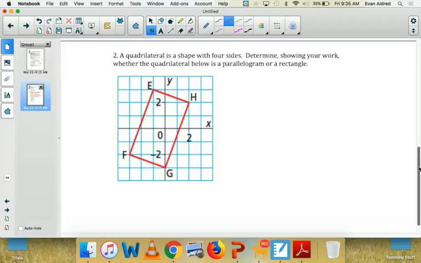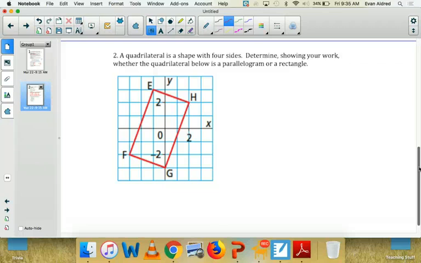If it's a parallelogram or a rectangle, the top will be parallel to the bottom. So EH will be parallel to FG. Also, the left side, EF, will be parallel to the right side, GH. That will make it a parallelogram or a rectangle. In order for it to be a rectangle, however, where any of those corners meet has to be a 90-degree angle, which means the sides must be negative reciprocals of one another.